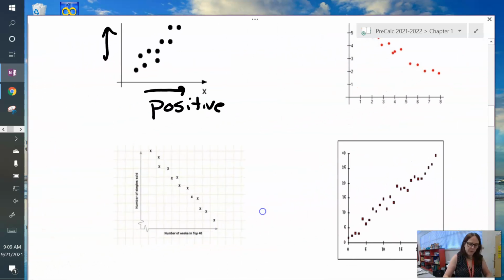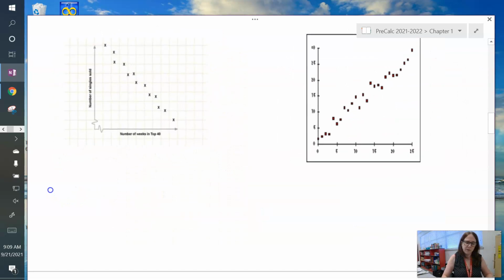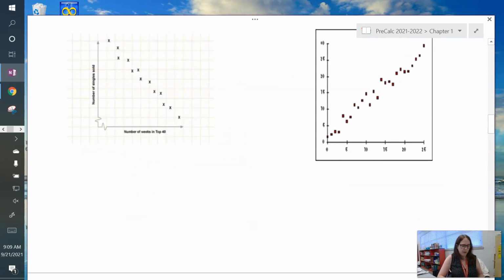All right. So try this one on your own. Take a look at both of these correlations and decide if they're positive, negative, or no correlation. Pause your video, and then when you come back, you can check your answers with mine. So pause your video now.